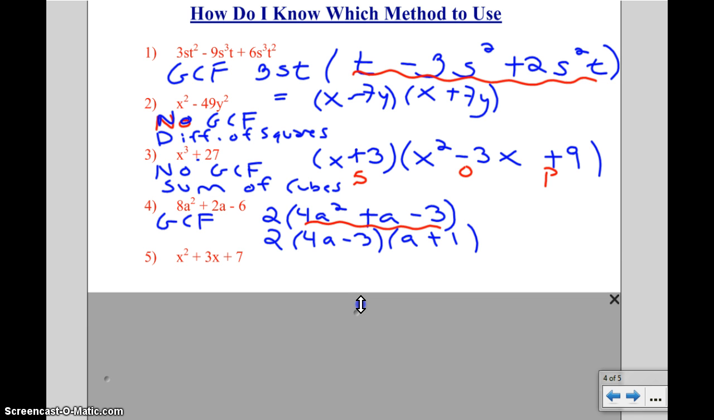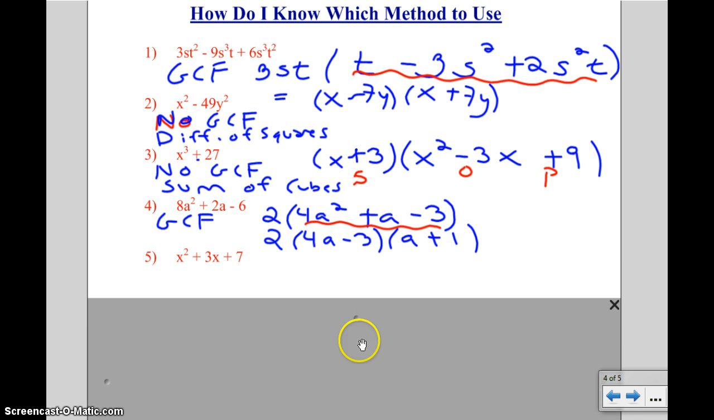Let's look at a few more. Number 5, also a trinomial, and if we look at the first term, there is a 1 in front of that x squared. We do not have a GCF, so I can go straight into trying to factor it with one of the methods that we discussed earlier. Since the a value is 1 and it's a trinomial, we will use just reverse FOIL.